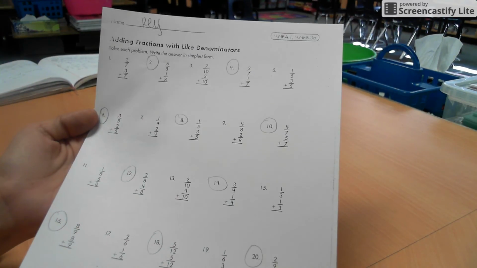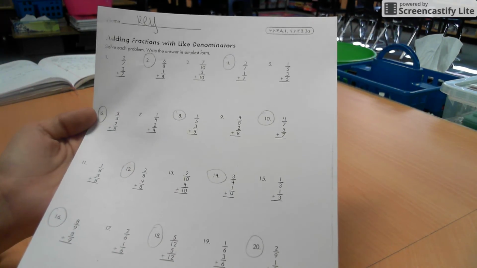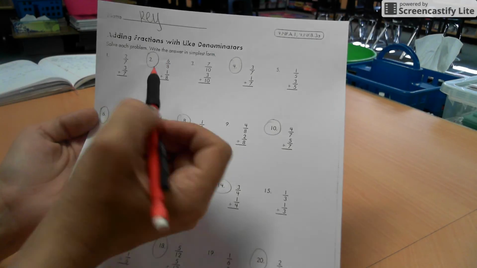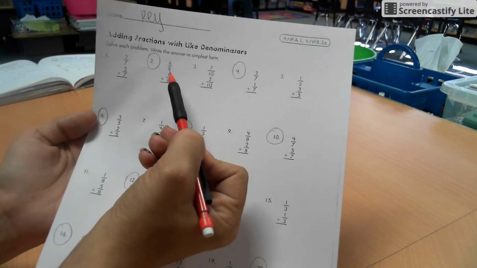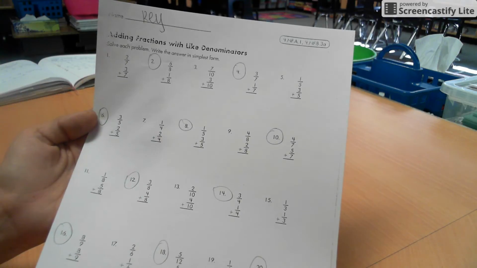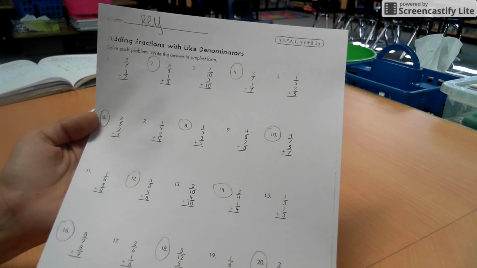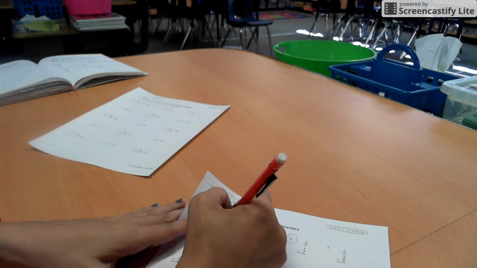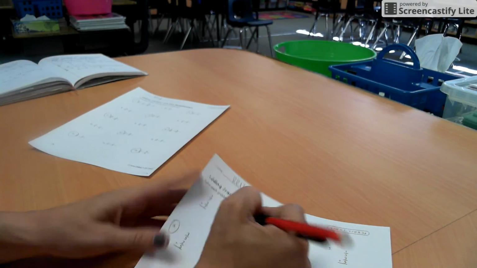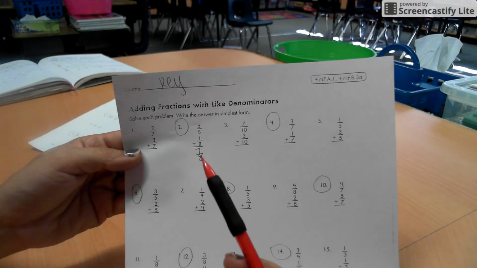Now for page 55, your problems are written vertically. It's still the same thing. So you have 6/8 plus 1/8. You should know the answer. I just accidentally told you. That is 7/8. And it also says to write your answer in simplest form.